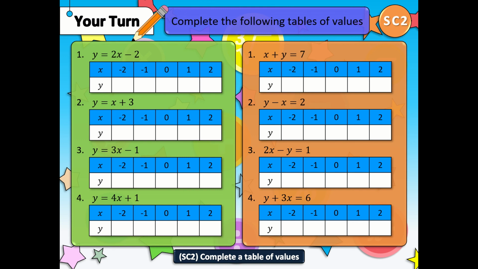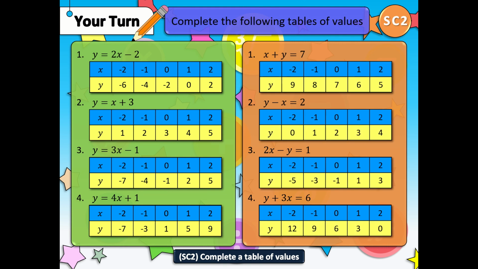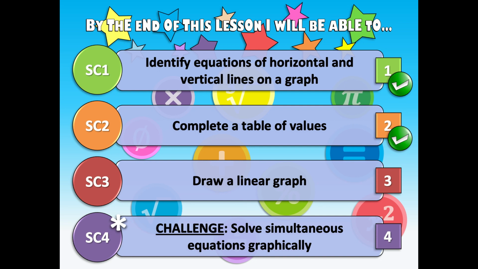Here are your answers. So there's your green answers, and there's your amber answers. So now we've completed success criteria 2. So now we're going to move on to number 3, and this is to draw a linear graph.